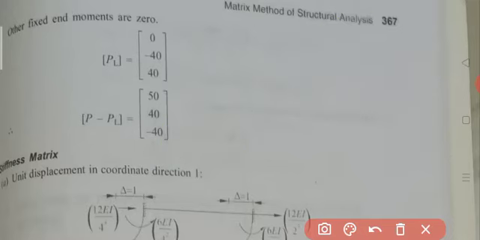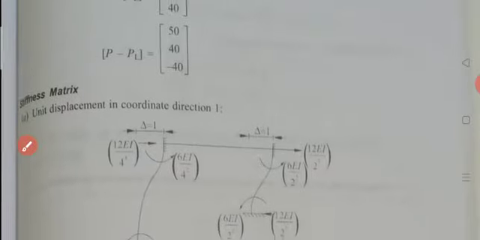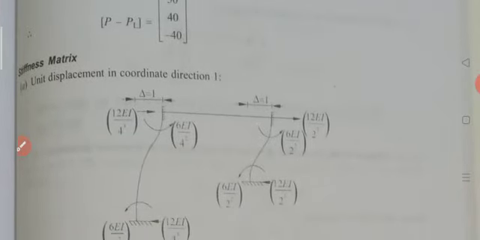So in the next step we are going to determine the stiffness matrix. In this fifth step we are going to determine the stiffness matrix. First, what is the order of the stiffness matrix? The order of the stiffness matrix is equal to the number of degrees of freedom. In our case it is 3 degrees of freedom, so the stiffness matrix is a 3 by 3 square matrix. The elements are K11, K12, K13, then K21, K22, K23, then K31, K32, K33.